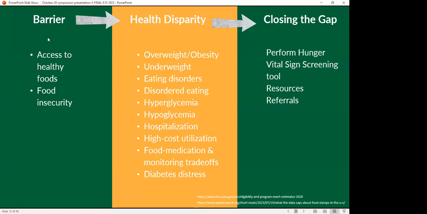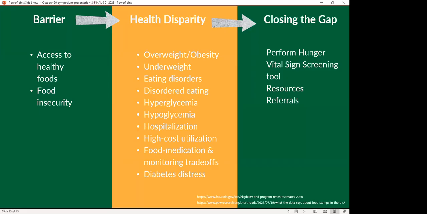So let's look at access to healthy foods, food insecurity. What kind of health disparity does that cause? It could be overweight or obesity, or it could be underweight. Sometimes it could be eating disorders or disordered eating. So it could be both sides of the spectrum. It could cause hyperglycemia or hypoglycemia. That could lead to hospitalization and high cost of utilization if you're using the ER.